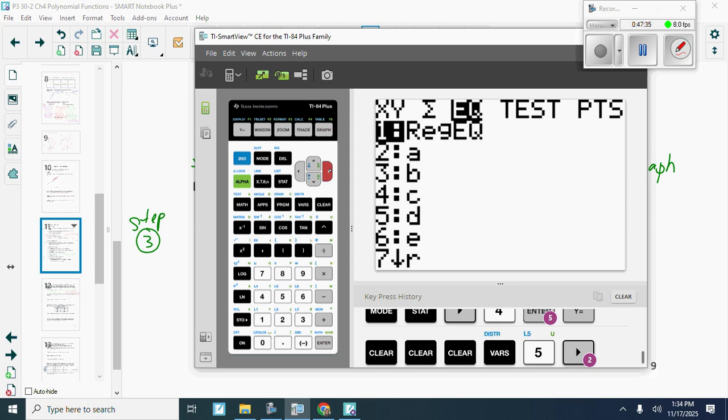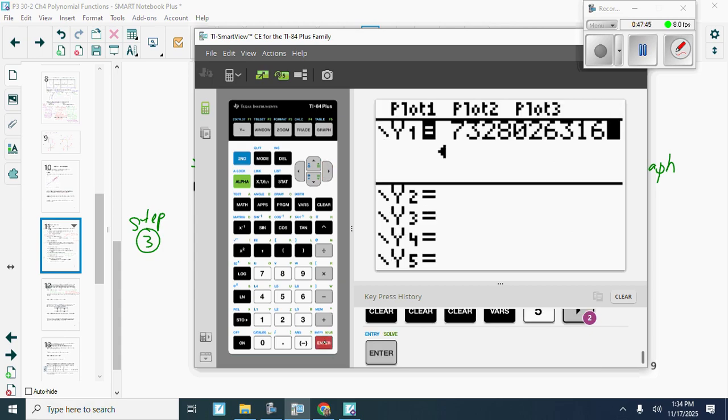Okay, does everybody get to vars? You're good with that? You arrow it over to equation, you have your regression equation, hit enter. Okay guys, what it did is it just pasted our linear regression with all those beautiful decimals into y equals. So you don't have to type any of that out, and you never should. You have to use vars, stats, arrow over to equation, and put in the regression equation. Now go ahead and hit graph.